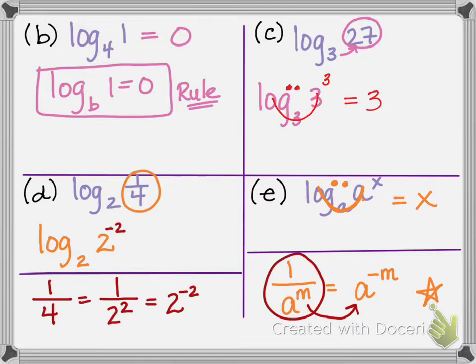So over here, 1/4 is 2 to the negative 2. So what you can do is just think of the denominator. 4 is 2 squared, but because it has a 1 above it, just put a negative. And so now I am super happy here because I've got the log 2 eliminated. So my final answer is negative 2.